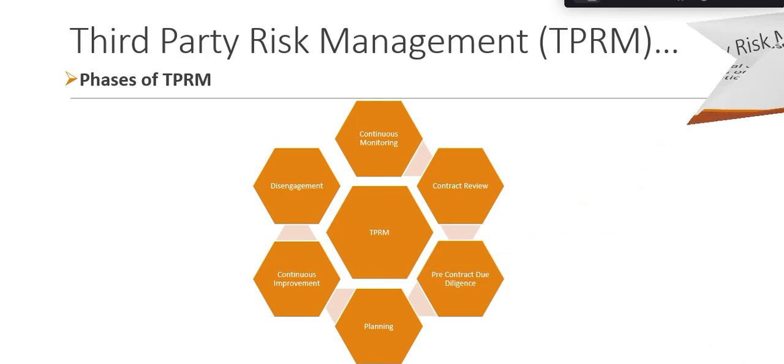So let's dive into the life cycle of TPRM or phases of TPRM. TPRM can be divided into planning, pre-contract, contract review, then we have continuous monitoring, disengagement, and continuous improvement. Let's dive into some of these.